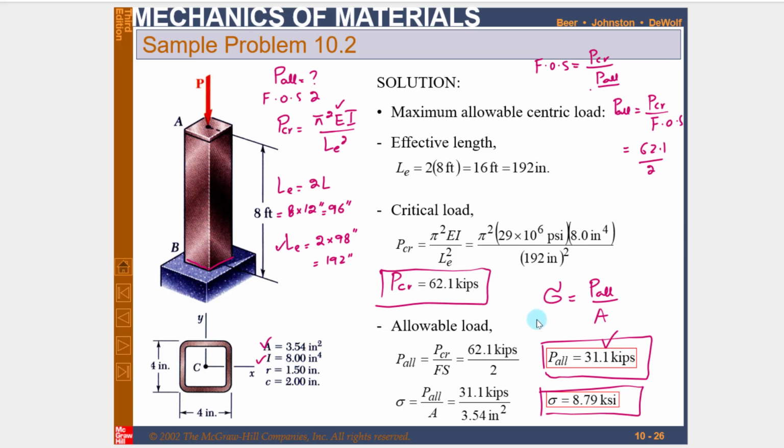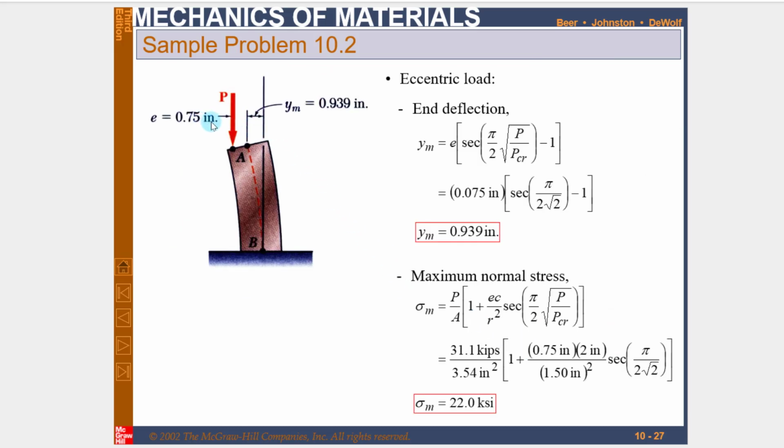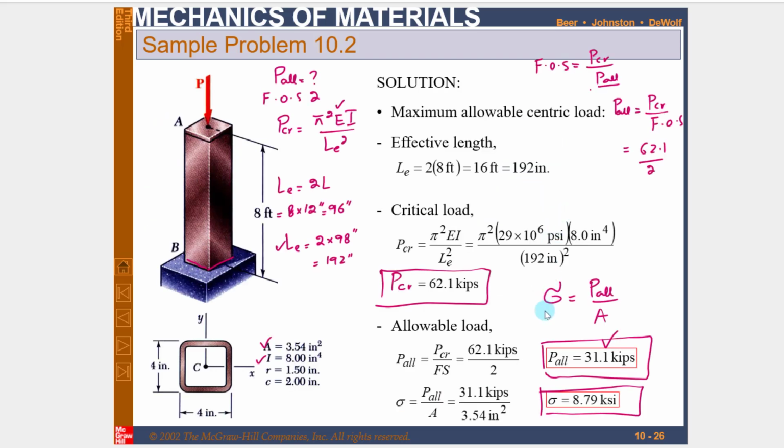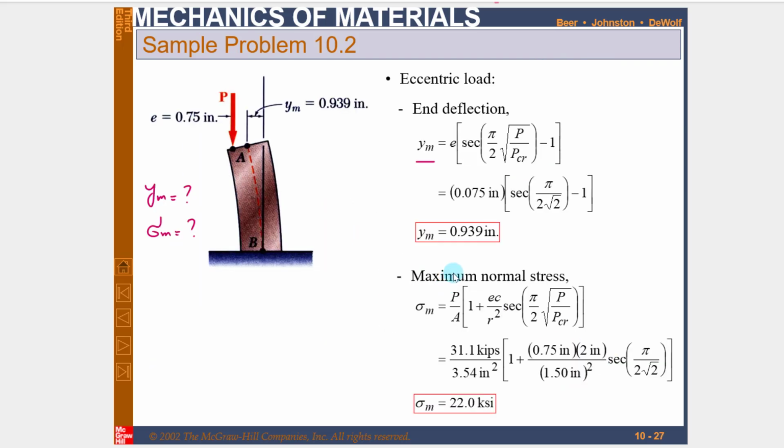Now we will move toward the part second. In part second, it was given that use P allowable that is obtained in part 1 and eccentricity of 0.75. So find the maximum deflection and the maximum normal stress. So you can see that maximum deflection, if you remember the formula, maximum deflection Ym is equal to e into secant of pi by 2 into under root P over P critical minus 1. Now you have P, which is this one 31.1 and P critical is 62.1.